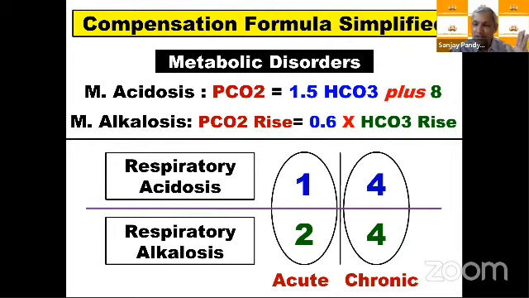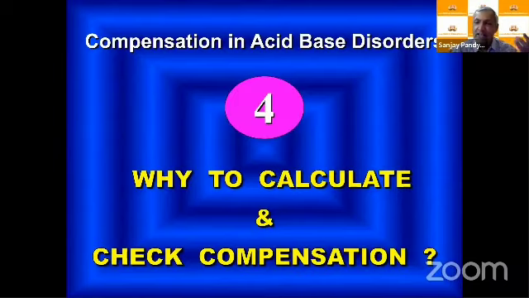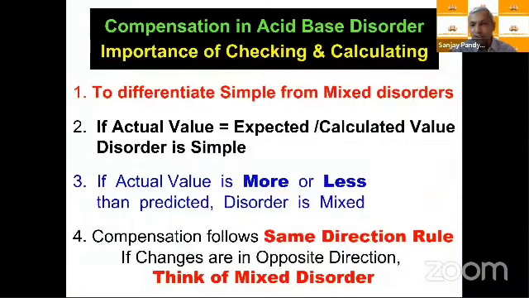Now we spent about 5-7 minutes discussing and understanding compensation and its calculation. So the question arises, why so much effort? What is the benefit? Why calculate and check compensation? The answer is that it is to differentiate simple from mixed disorder. If the actual value matches the expected or calculated value, the disorder is simple. But if the actual value is either greater or lesser, then it suggests a mixed disorder.